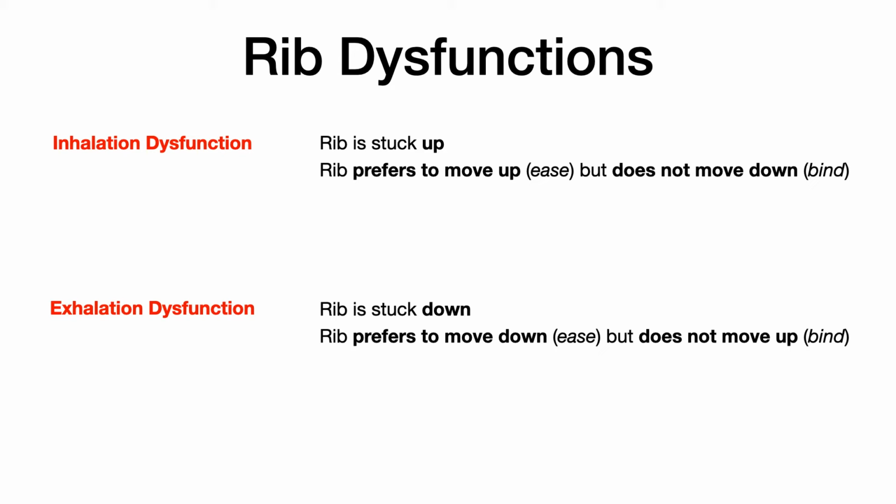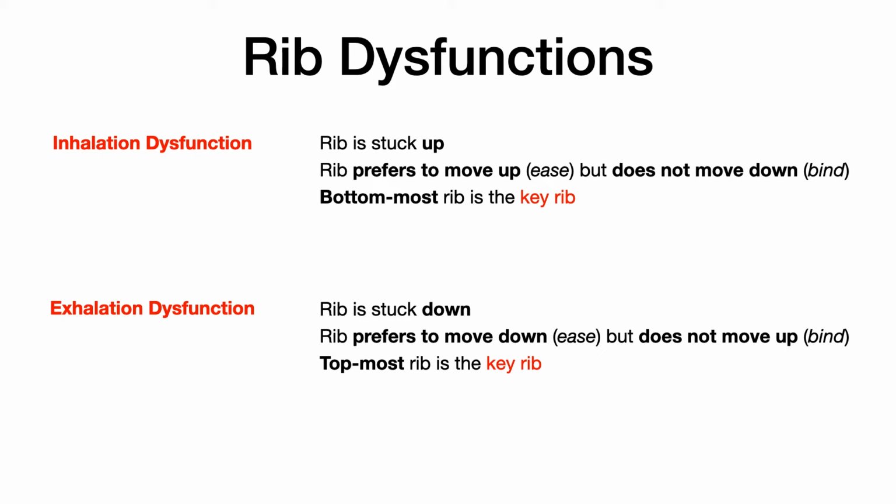Now, one very important thing, an incredibly high yield fact to know for COMLEX, in-class exams, practicals, you name it, is to know about the key rib in an inhalation dysfunction and the key rib in an exhalation dysfunction. Generally speaking, the key rib is the rib that you have to treat first in an inhalation or an exhalation dysfunction to free up the other ribs that are also dysfunctional. In an inhalation dysfunction, the key rib is the bottommost rib. In an exhalation dysfunction, the key rib is the topmost rib.